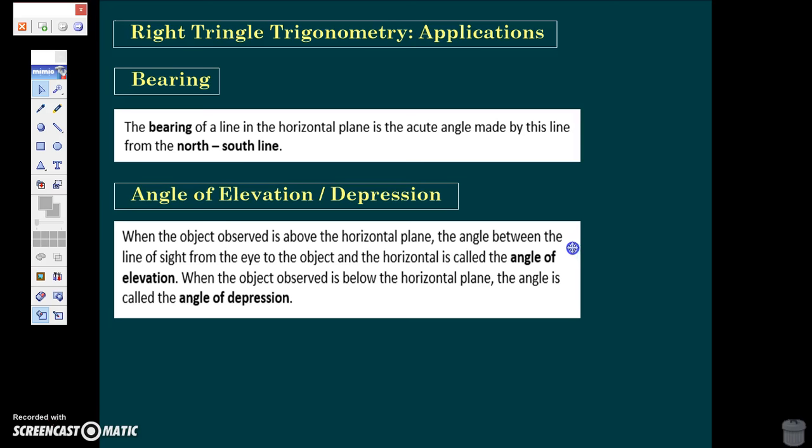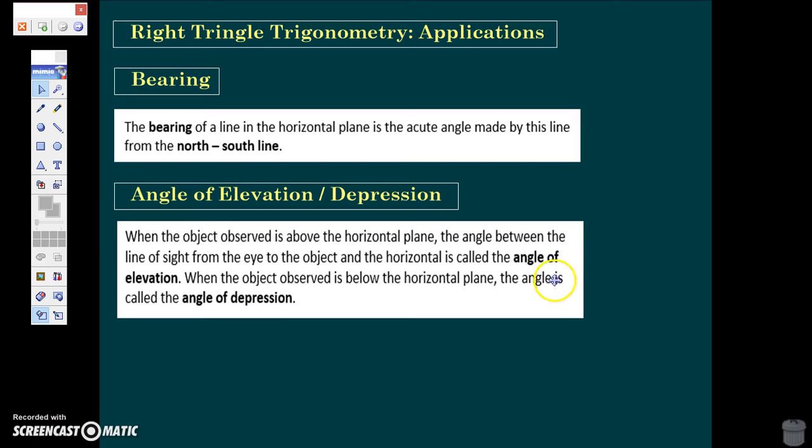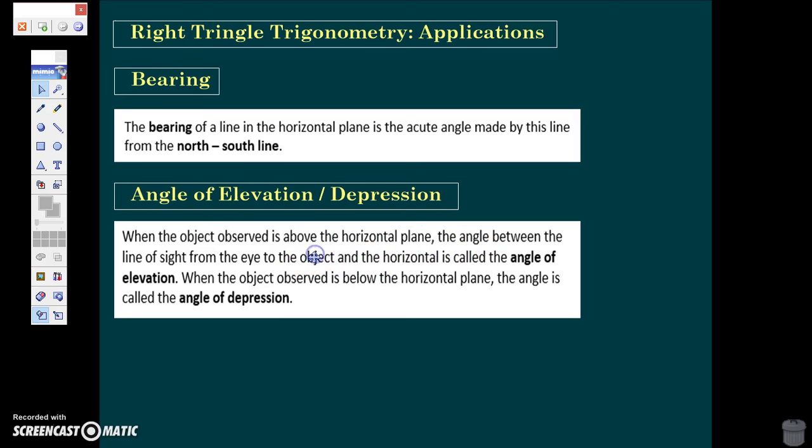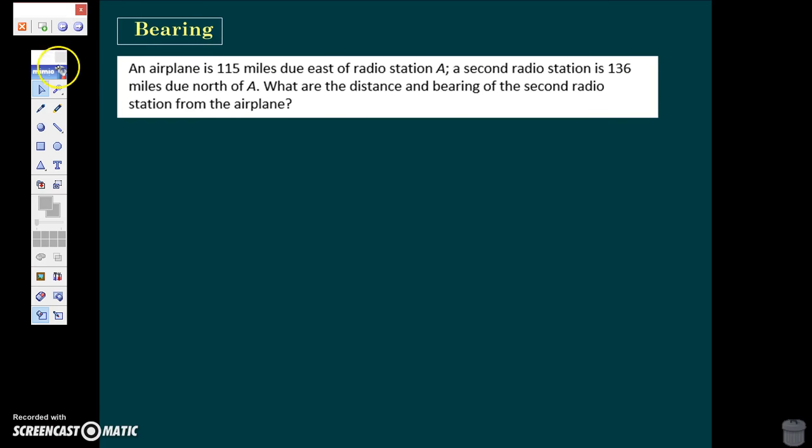Angle of elevation, angle of depression. When the object observed is above the horizontal plane, the angle between the line of sight from the eye to the object and the horizontal is called the angle of elevation. When the object observed is below the horizontal plane, the angle is called the angle of depression. So it's simply when the observer is looking up, it's elevation, and when the observer is looking down, depression. What's more important is that the angle should be measured with the horizontal. Let's have the problem solved.